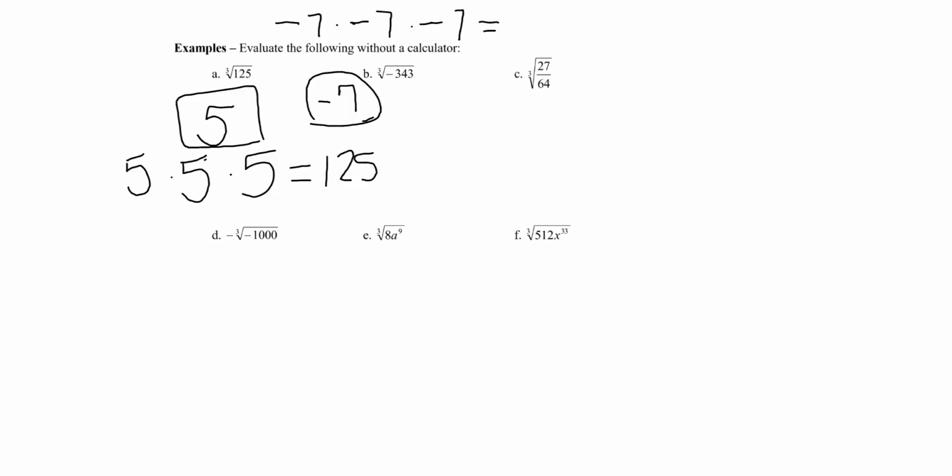For C, we're looking for the cubed root of that fraction again. So I'm going to do the cubed root of 27, which is 3, over the cubed root of 64, which is 4. So my answer is 3/4.